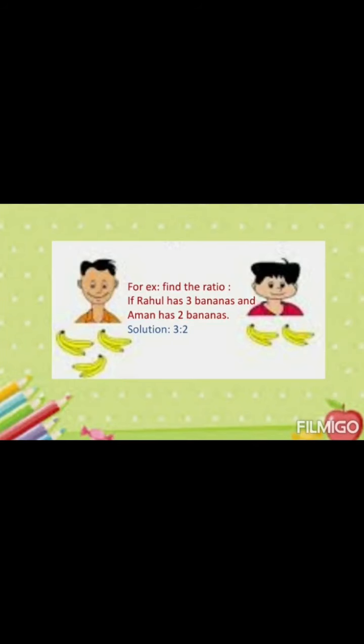For example, if Rahul has 3 bananas and Aman has 2 bananas, then if we have to find out the ratio, what will it be? It will be 3 is to 2, right? Where 3 is called the antecedent and 2 is called the consequent.